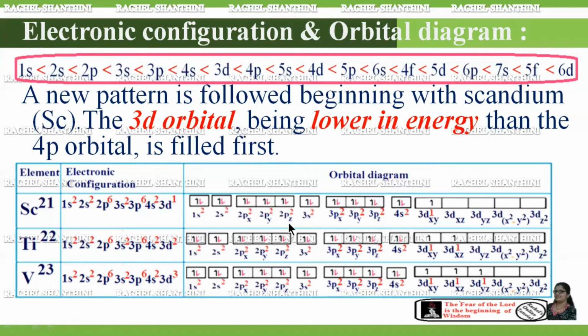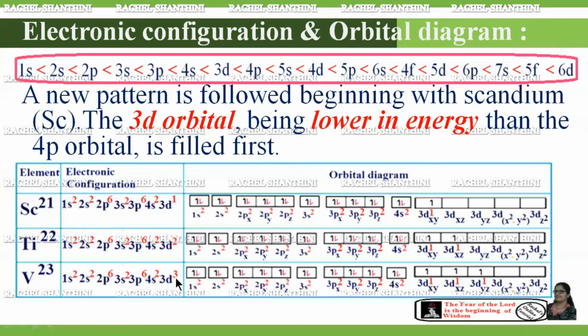Now coming to the orbital diagram for vanadium. As usual, from 1s to 4s, we need to complete the boxes with upward and downward arrow marks, which represent the opposite spins of electrons in each of these orbitals. Now, when we come to 3d orbitals, again, we have to remember Hund's rule of maximum multiplicity. So it won't get paired up, right?